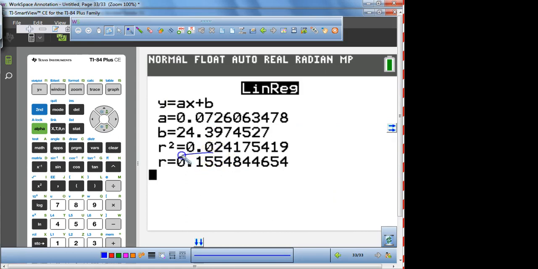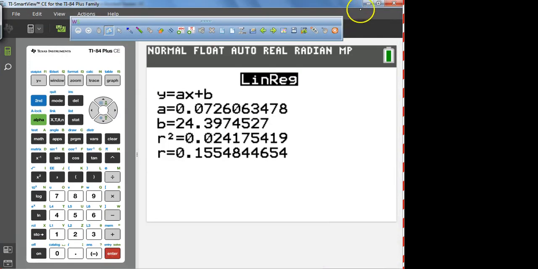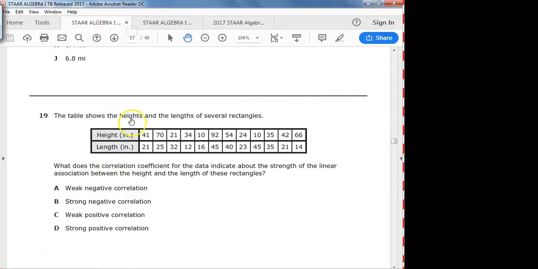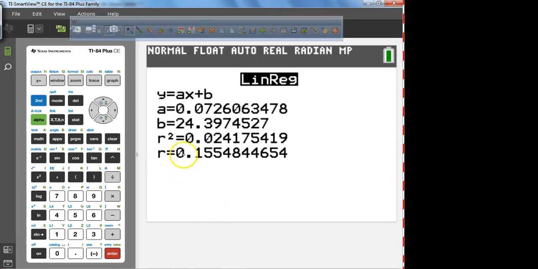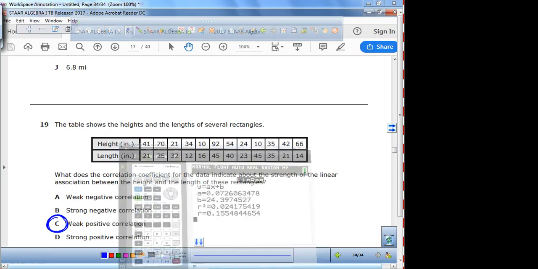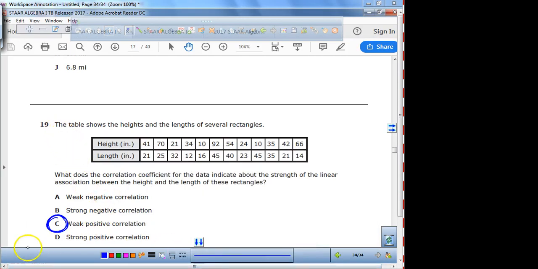Now, what is this equal to? It's equal to 0.15. In order for it to be a strong correlation, that would need to be really, really close to a 1. That's what it's letting you know. So the answer to this particular problem, it says, hey, this is a weak positive correlation. Why is it a weak positive correlation? Because that number is positive. Okay? So that would be the answer to number 19.